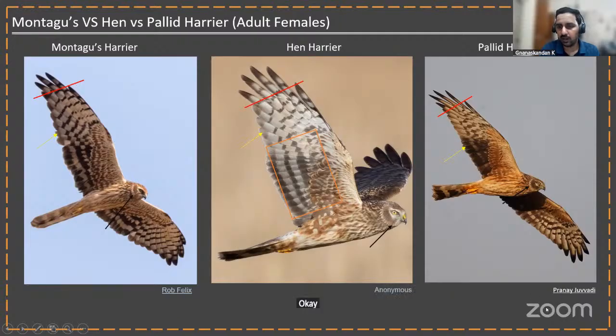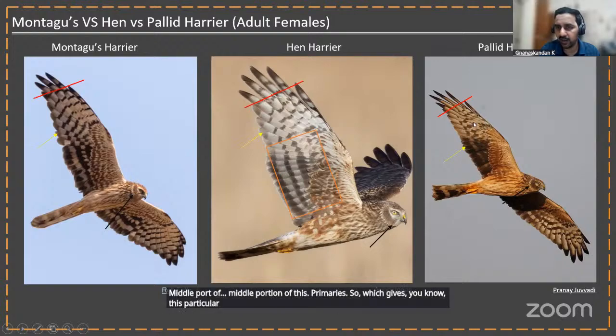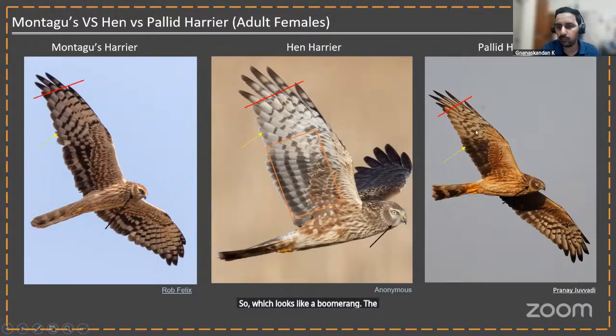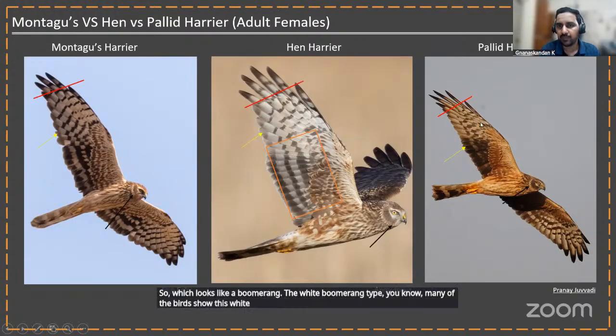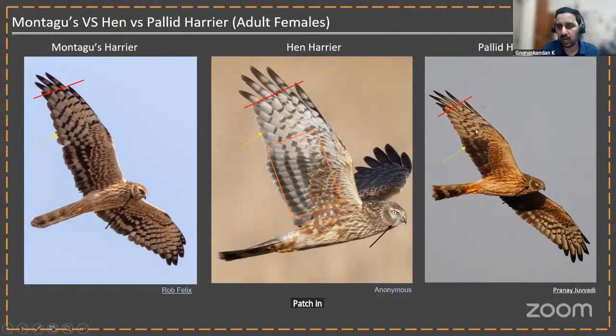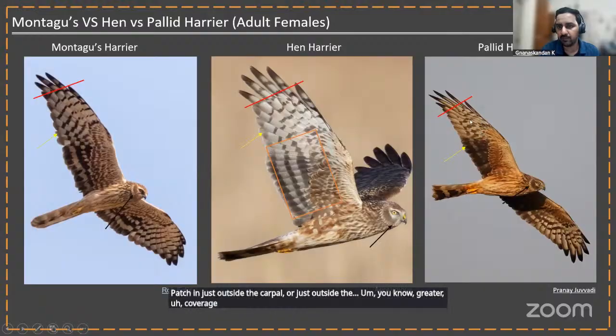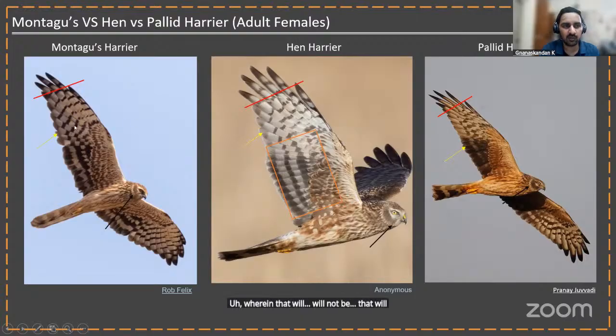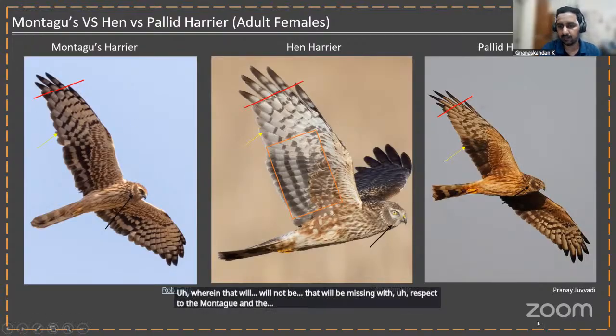And one other pointer I missed to mention is with this irregular barring that the pallid female has, most of the time this barring sticks to the middle portion of the primaries. So this particular portion is white, which looks like a boomerang, a white boomerang type. Many of the birds show this white boomerang type patch just outside the carpal, or just outside the greater covert edge, which will be missing in the Montagu's and the hen harrier.